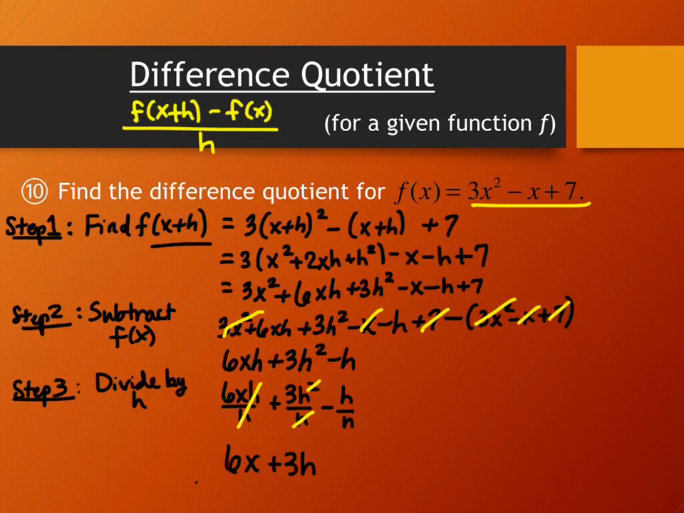And then what's h divided by h? 1. And it's negative because there's a negative still in the problem. And then we're done.